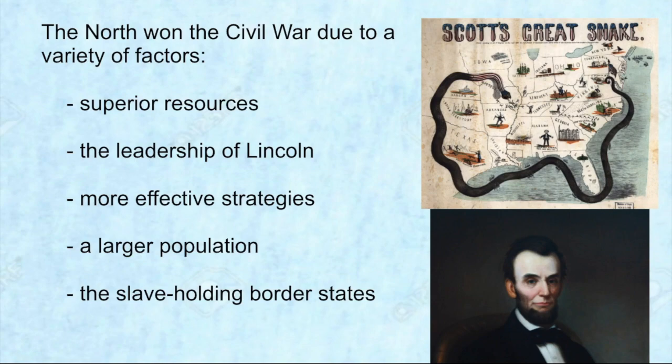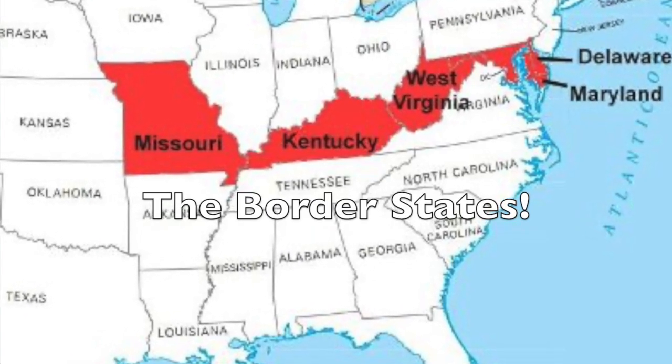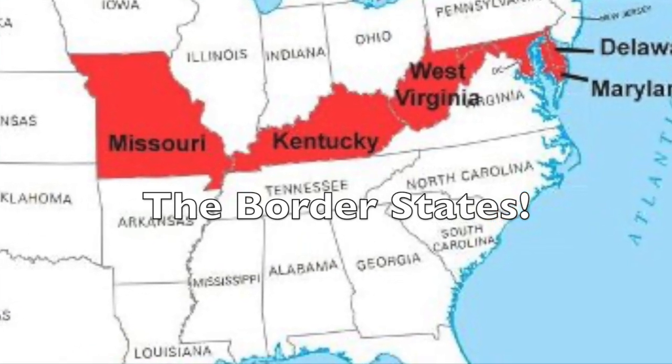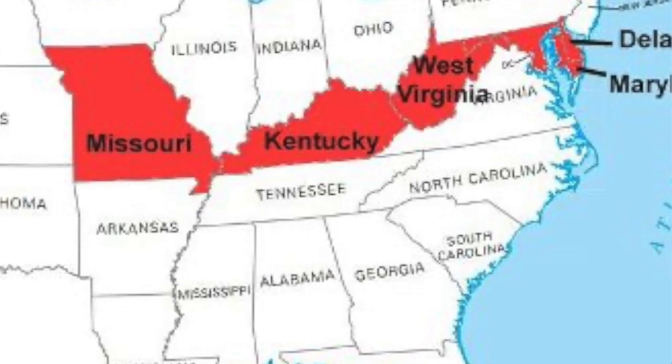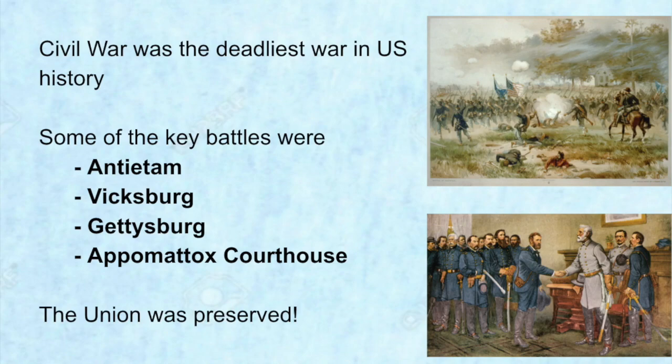The North also had a larger population, which was being supplemented by immigrants. And the North also had the crucial support of the slaveholding border states in Kentucky, Missouri, Maryland, Delaware, and later West Virginia. The Civil War was the deadliest war in U.S. history, with well over 600,000 deaths.